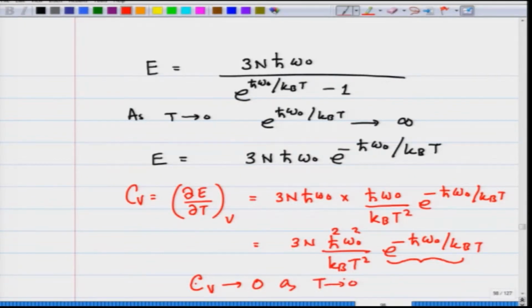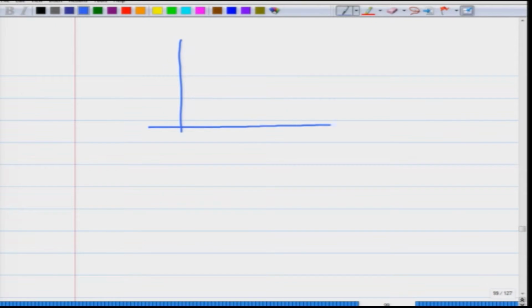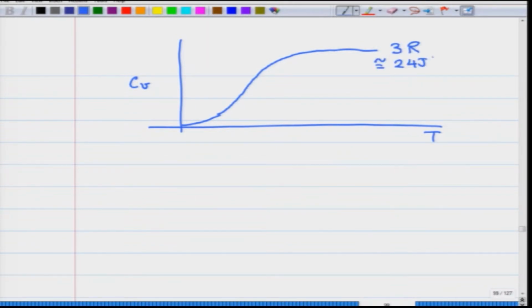If I plot it therefore, T versus C_V, I am going to get a curve. This fellow goes to 0 exponentially, and as T goes to large value, it goes to 3R, roughly 24 joules per Kelvin per mole, and it goes to 0.